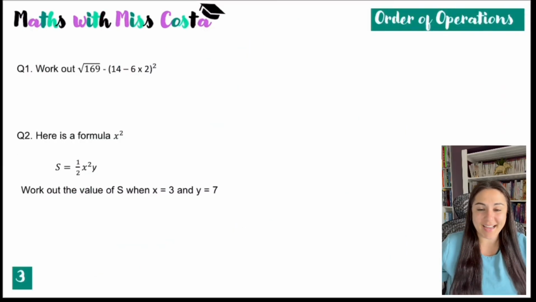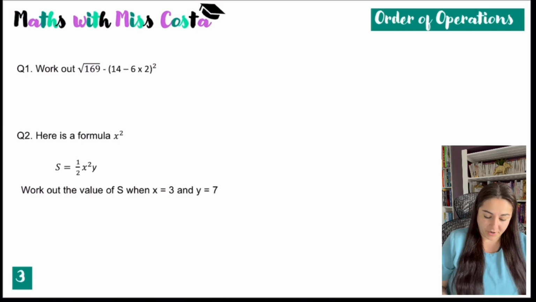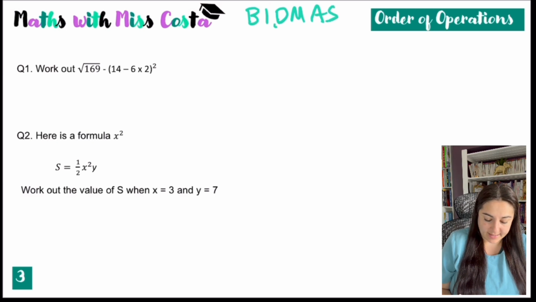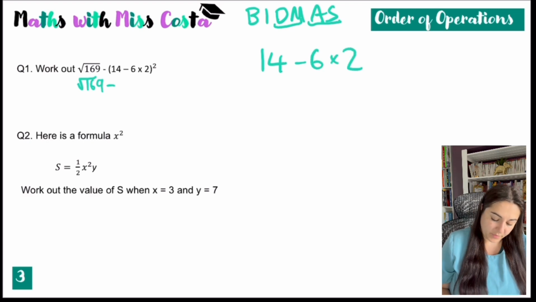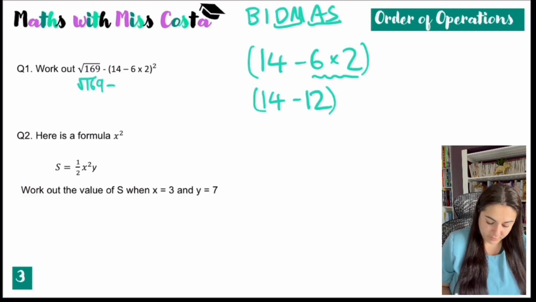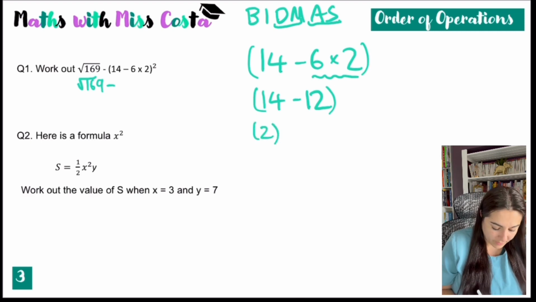So the order of operations, as we've mentioned before, is BIDMAS. So anything in brackets I do first, followed by anything in indices and anything that is being divided, multiplied, added or subtracted. So I know I've got my brackets, so I can rewrite my equation like this: square root of 169, take, and then I need to work out whatever's inside the bracket. Now, 14 take 6 times 2. I'd do the multiplication first, so 6 times 2 is 12. So I'm left with 14 take 12 in the brackets. 14 take 12 is 2. So I'm left with 169 take away 2 squared.